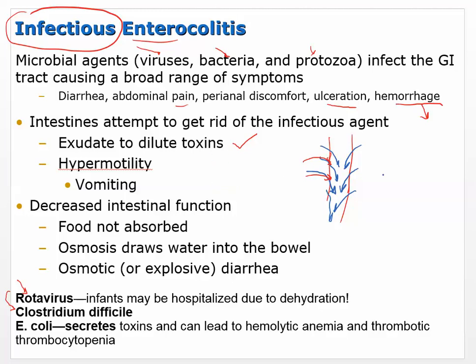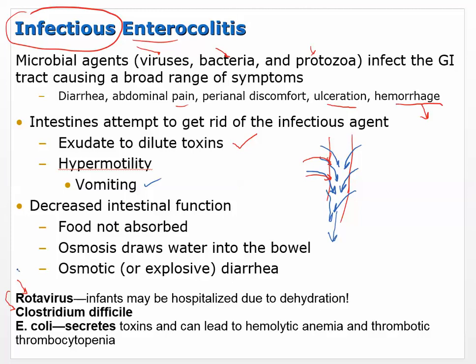So hypermotility, vomiting, you're trying to push it out this side, your intestines are feeling very threatened. They feel like they either need to push it out one end or they need to push it out the other. So you can have, in addition to diarrhea, you can have vomiting. Decreased intestinal function, lack of absorption, so food's not absorbed. Osmosis draws more water into the bowel. Osmotic or explosive diarrhea may take place.